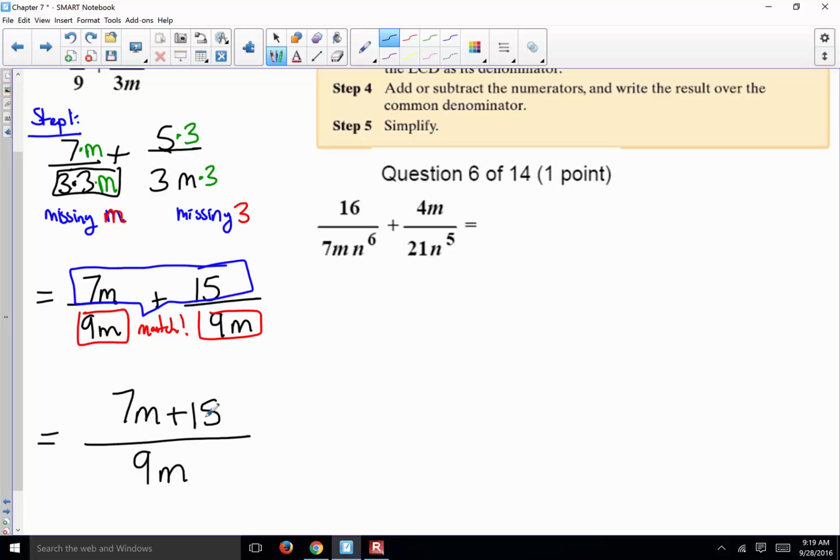And if possible, add 7m and 15. Is it possible to add these up? No, they are not like terms. One has a variable, the other one is a constant. We cannot add them. Can we simplify this further?